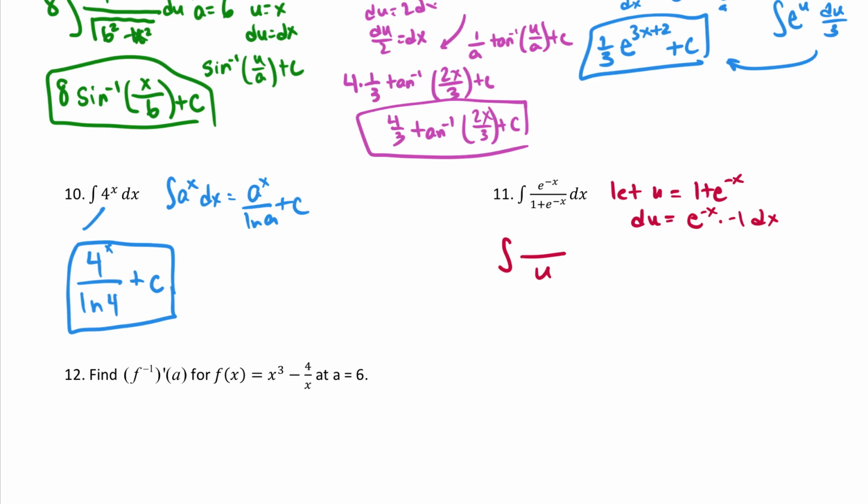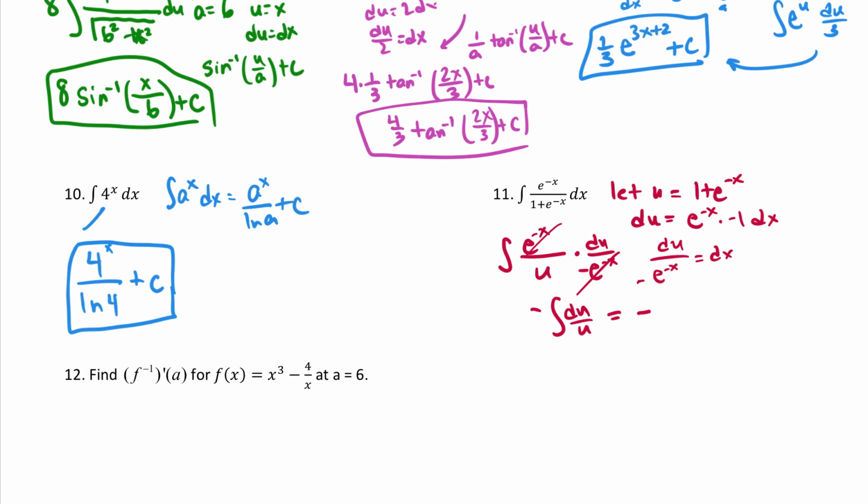If I solve for the dx, this is du over e to the negative x, like this with a negative 1. That's my dx. So I'll just leave this as e to the negative x times this du over negative e to the negative x. So those will reduce out, and I'll just have a negative out in front. So negative integral du over u, and this is just negative.